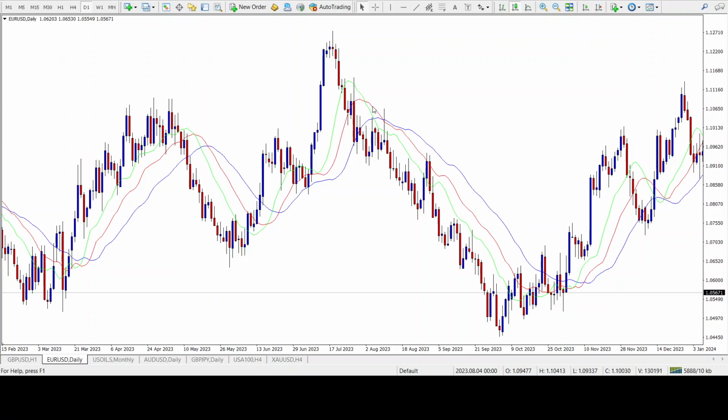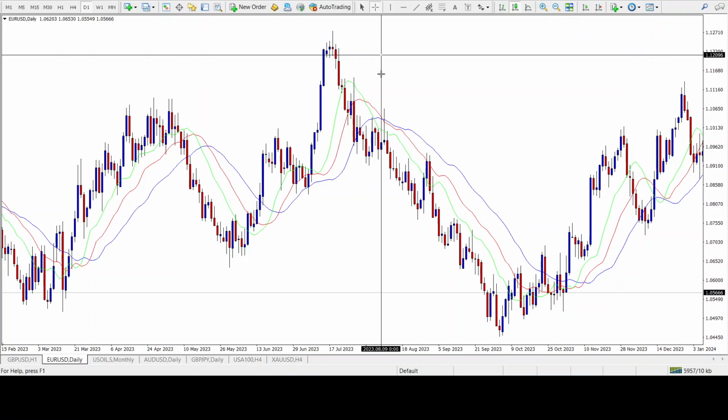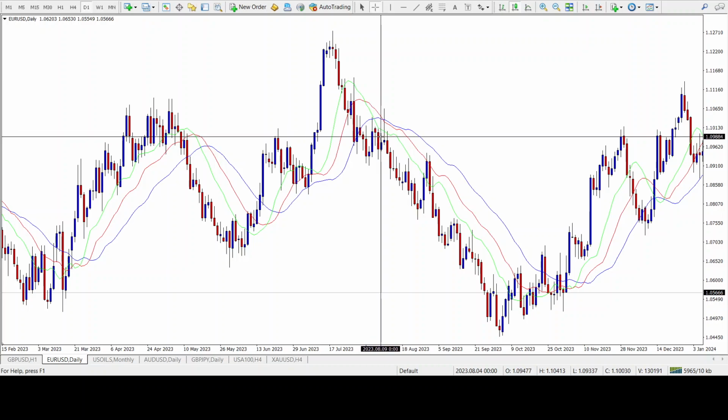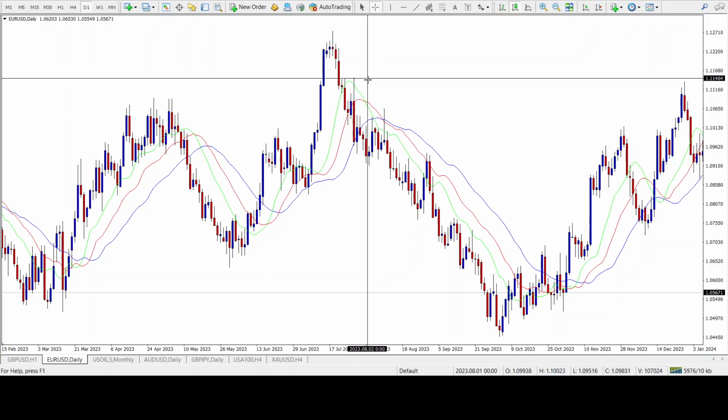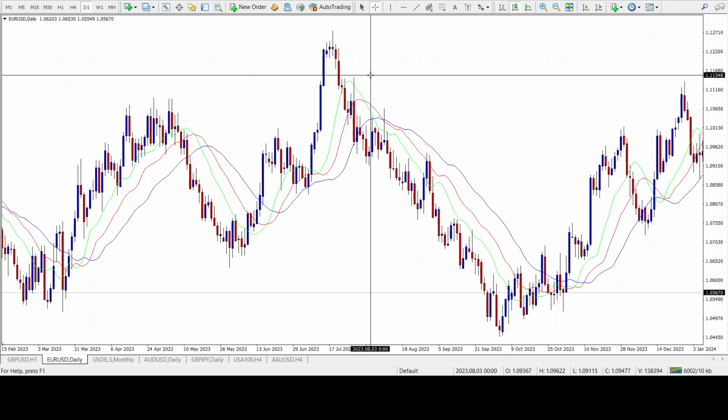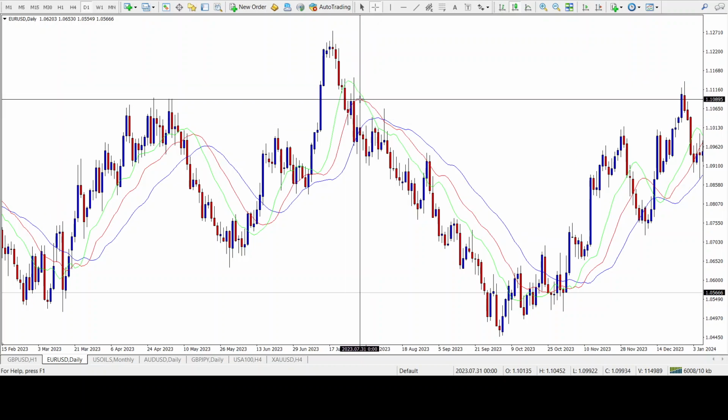Then before you confirm your signal, both the lips and the teeth should cross below the jaw. Remember that the lips is the lime line, the teeth is the red line, while the jaw is the blue line. So when the lips and the teeth cross below the jaw, your sell has been confirmed. You can then enter your sell trade somewhere around here, and your stop loss can be above the alligator indicator. Remember the alligator indicator is serving as a dynamic resistance, so you can use the indicator to determine your stop loss level.